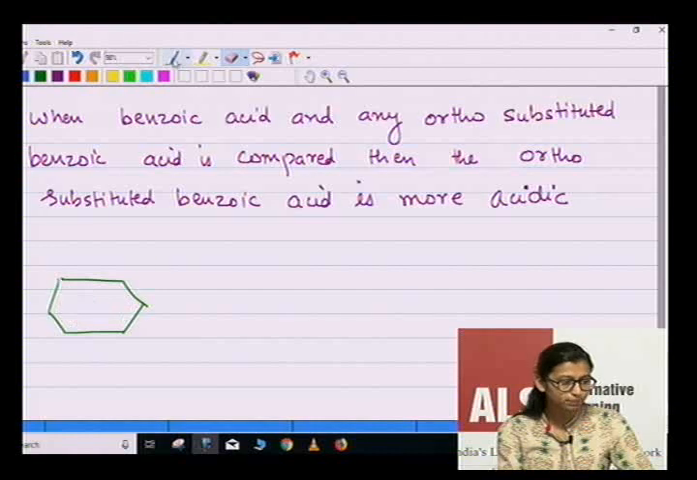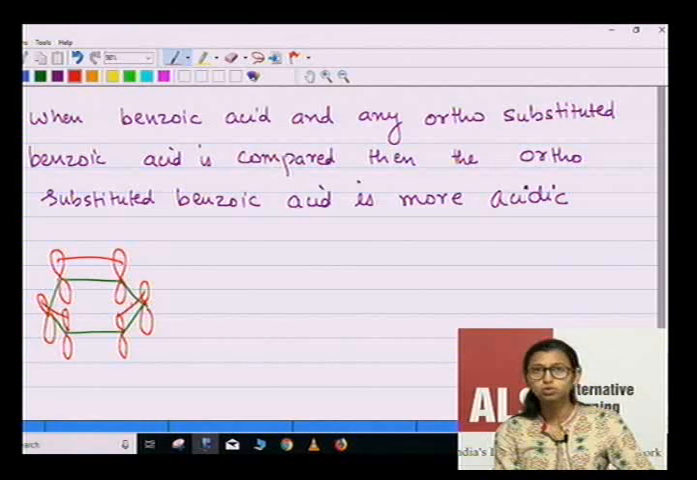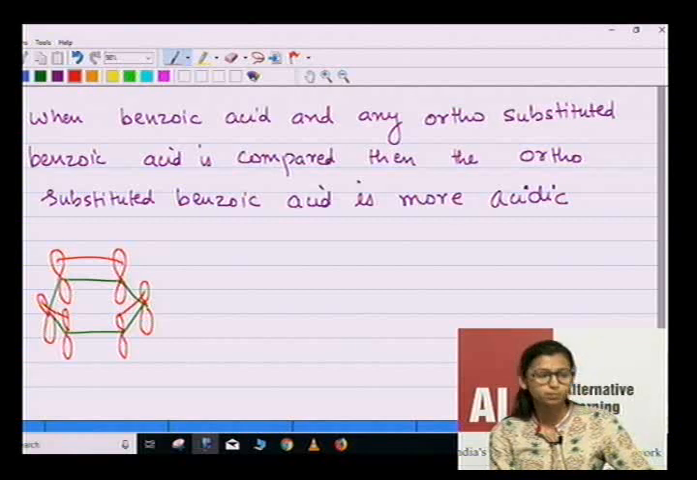If I go into a bit more detail, I am trying to make a p orbital diagram. Pure p orbitals always make the pi bond, everyone. So all of the p orbitals are in a single plane. Are you able to see that? And like this, they have a double bond. This is the double bond. This is the double bond. Okay, I am only showing a p orbital diagram.